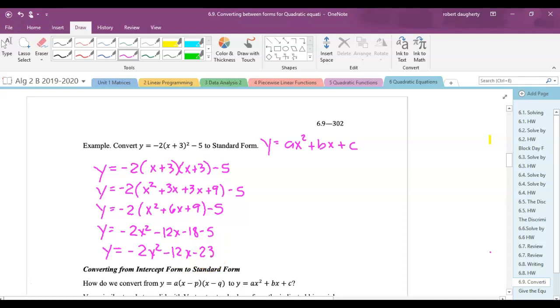Okay. What's the vertex of this parabola? Negative 3, negative 5. Does it open which way? Down. What's the axis of symmetry? X equal negative 3. What's the y-intercept? 0, negative 23. Okay. I can only get the y-intercept by plugging in 0. Where is it easy to plug in x equals 0? Up here or down here? It's much easier down here. So 0, negative 23 is the y-intercept.